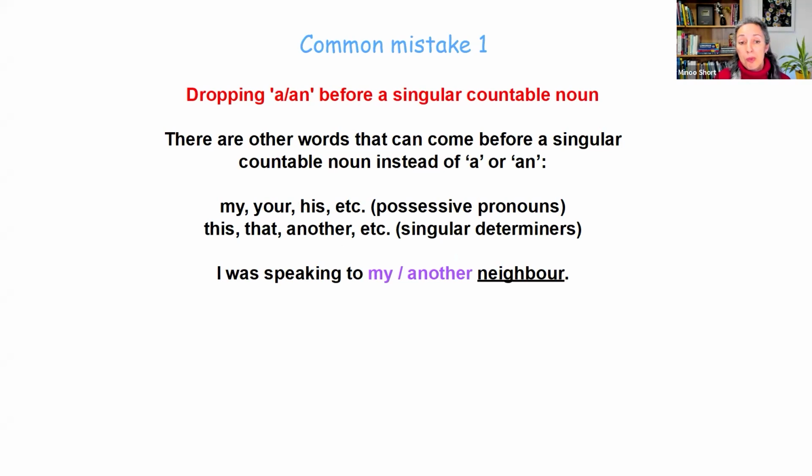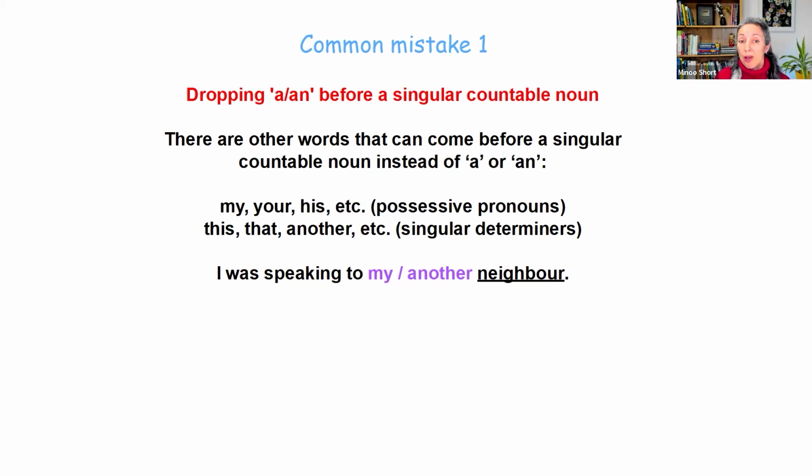Of course, there are other words that can come before a singular countable noun instead of a or an. I just said they are never alone. It's a or an, or you can also use a possessive pronoun like my or your or his, or a singular determiner, this, that, another. You can say, I was speaking to my neighbor, or I was speaking to another neighbor.